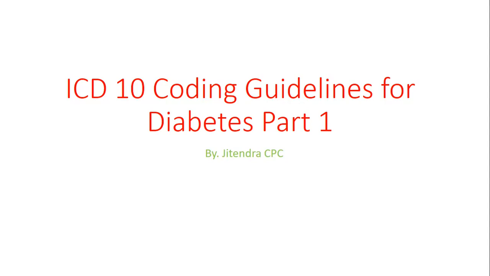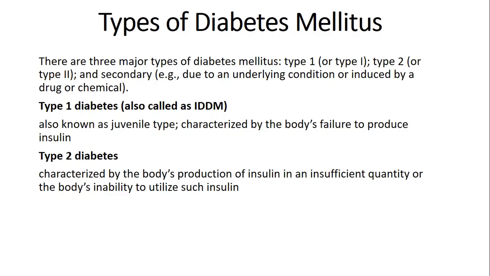So first we'll check the type of diabetes. Mainly there are three major types of diabetes mellitus: type 1, type 2, and secondary diabetes, which is caused due to an underlying condition or induced by a drug or chemical.